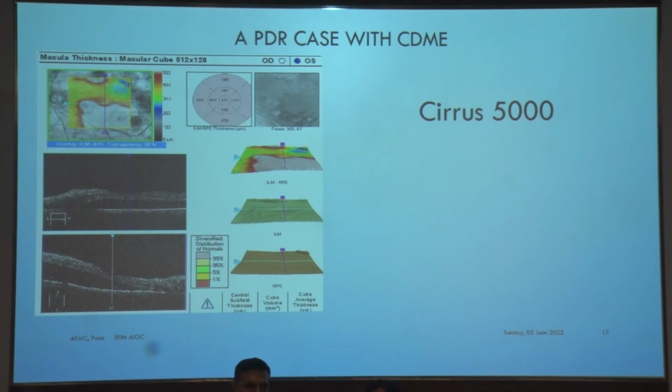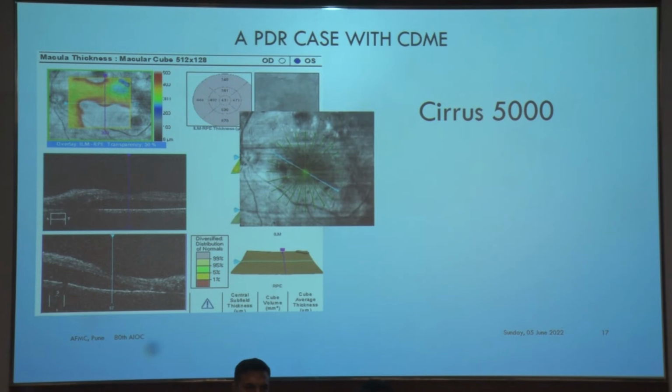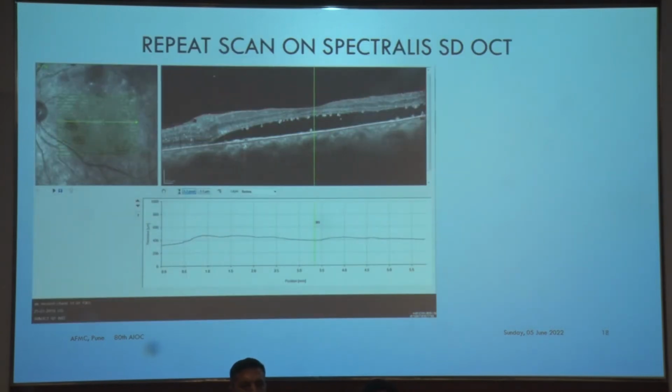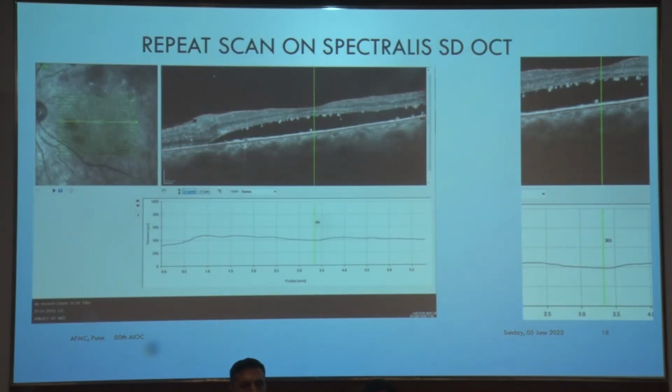Then we have a case of a young diabetic presenting with subretinal fluid, and we have an OCT scan in this person on different machines. This is the picture shown in Cirrus 5000, and here we see the inner retinal thickness, that is CMT, to be 155 microns. Whereas if we move to Spectralis, it gives a reading of 385.